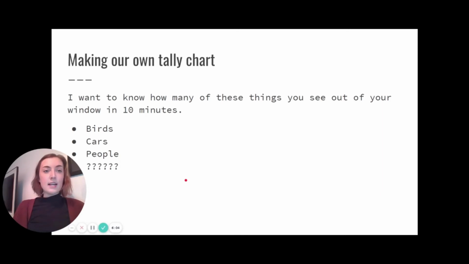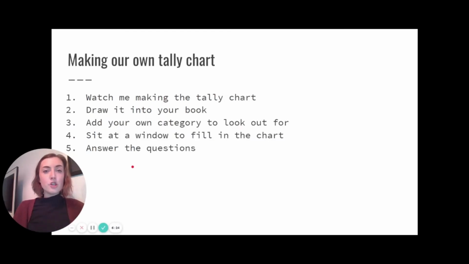We're going to make our own tally chart today. I want to know how many of these things you see out of your window in a 10-minute time frame. So we're going to see how many birds we see, how many cars, how many people, and then the last one, I want you to pick a category. So first I'm going to show you me making that tally chart, and then you will draw the chart into your book, add your own category to look out for, sit at the window to fill it in, and then answer some questions that are on Google Classrooms about your tally chart. So I will now show you me doing that task so you can see what to do.